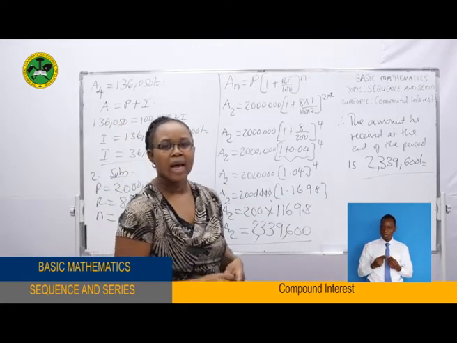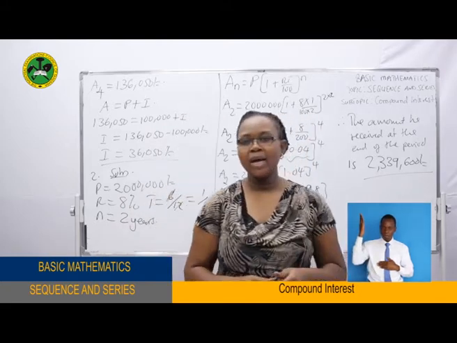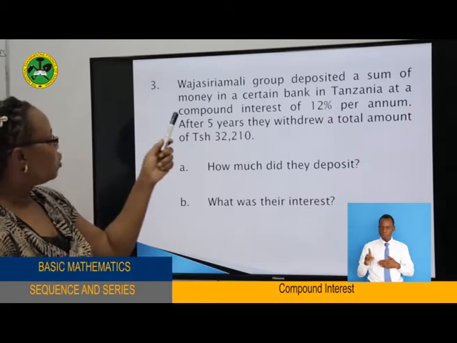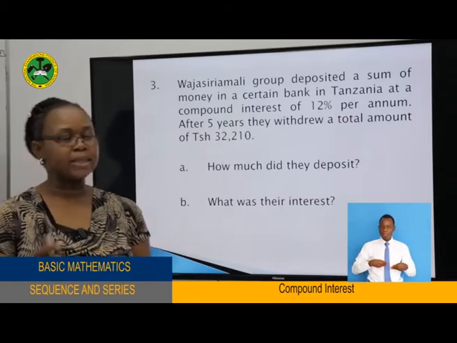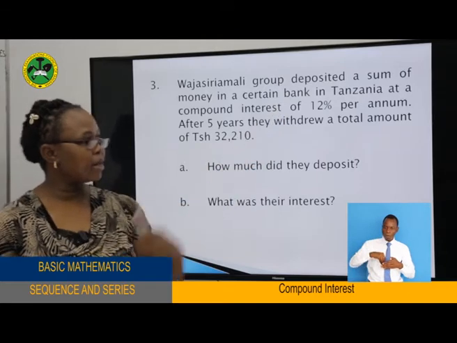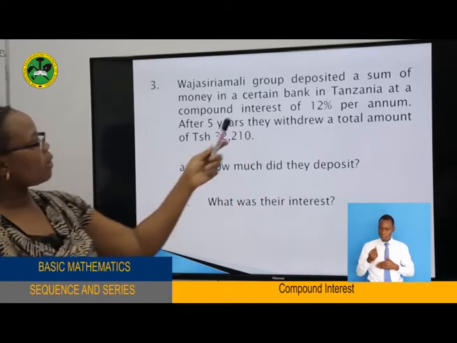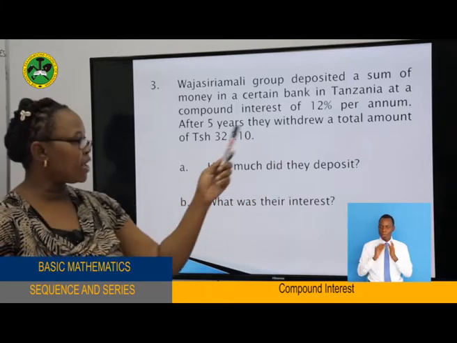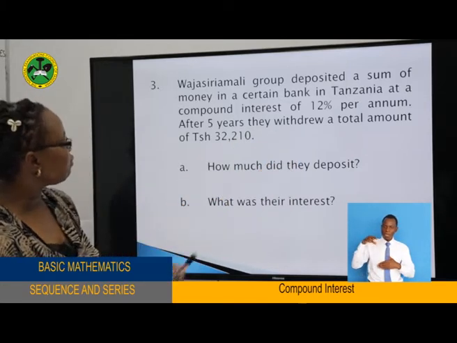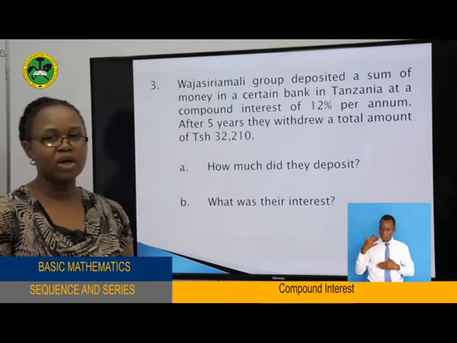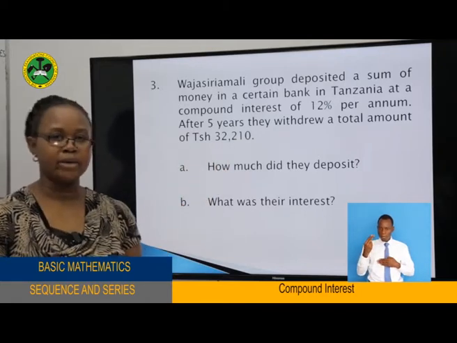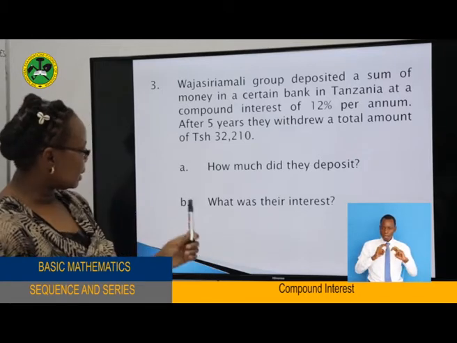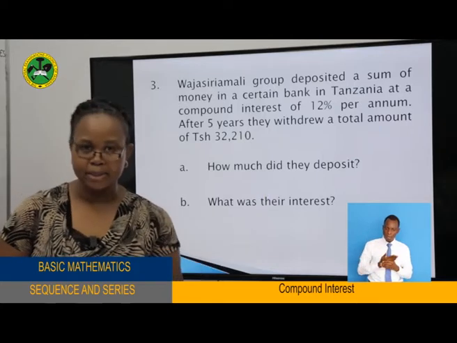My dear students, let's see another example. Example number 3 is: Wajasiriamali Group deposited a sum of money in a certain bank in Tanzania at a compound interest of 12% per annum. After 5 years, they withdrew a total amount of Tanzanian shillings 32,210. Part A, how much did they deposit? Part B, what was their interest?